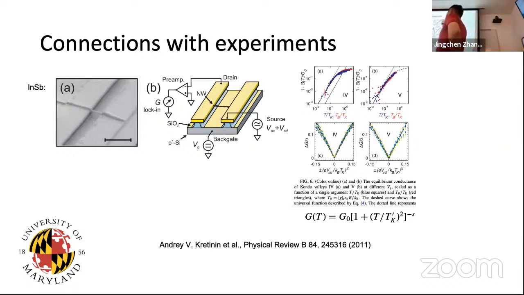All right, and then we can see some actual experiments. Here, the group of Andrei Kretinin in 2011 used a sample of indium arsenide. Sorry, I made a typo right there. So it is indium arsenide, essentially a nanowire that's suspended between two silicon contacts. That bar is 1 micron. Then they did the experiment to measure the conductance, and they wanted to see how the measured conductance compares to the predicted universal scaling of conductance.